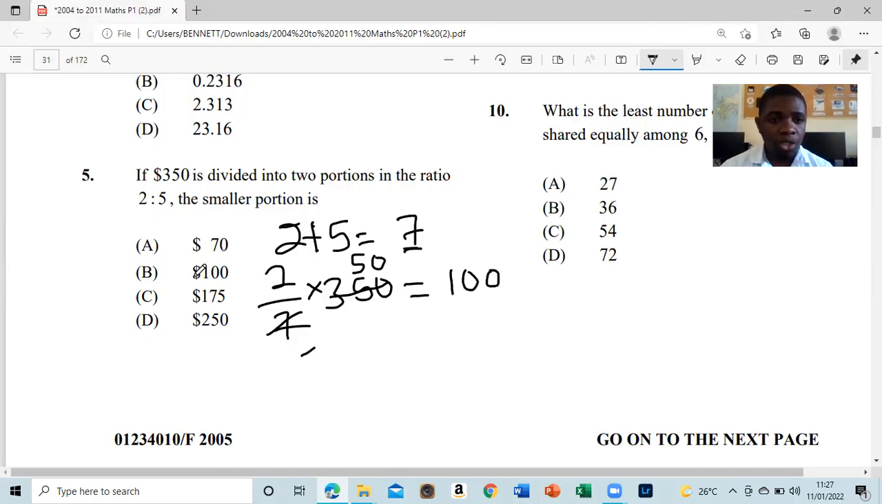Also, we could say that since the total share is 7, how much is one share? So one share will be worth $50. So the smaller share is 2 shares, so it will be 2 times 50. So both ways are correct, all right? That will give us 100 either way.